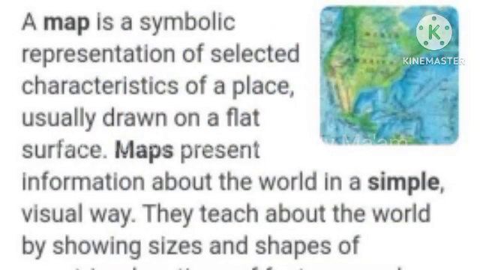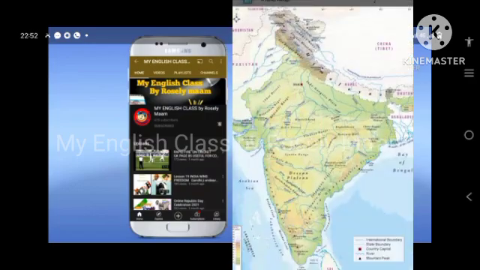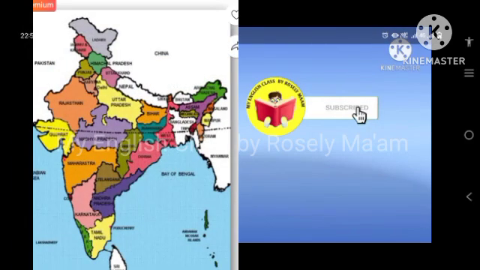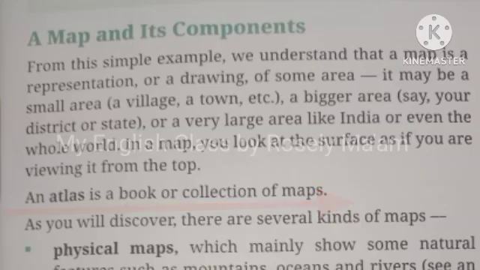Now, in 5th standard, you studied maps and their components. So, how many kinds of maps did you study? We studied about the physical map, which mainly shows us natural features like mountains, oceans, and rivers. The political map, which shows us details of countries, states, boundaries, and cities. And the thematic map, which has a special kind of information like climate and rainfall of a particular place.